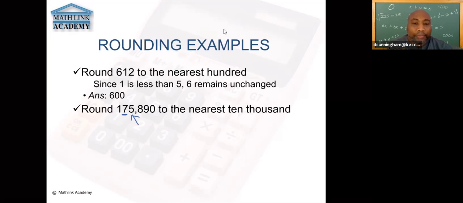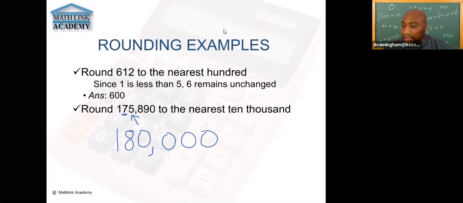Using our rule, if the number is less than 5, we leave that 7 as a 7. If it's 5 or greater, then that 7 will become an 8. So when we want to round this to the nearest 10,000, we have to know the place value, and the 7 is holding the 10,000s. And so our answer in this case would be 180,000, which is a little different from the earlier one that we did.